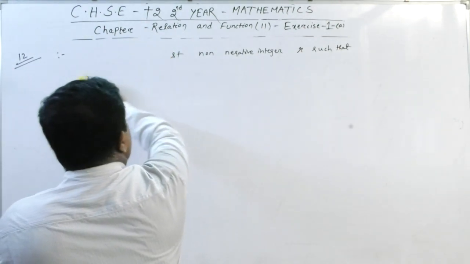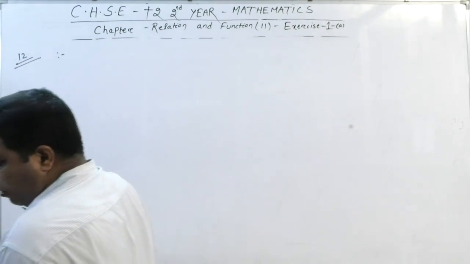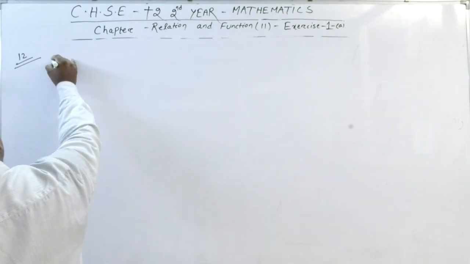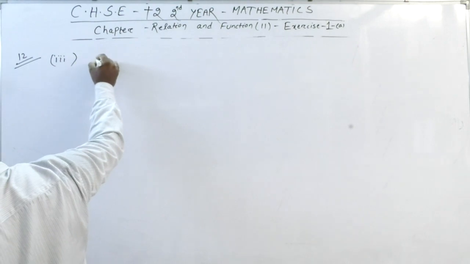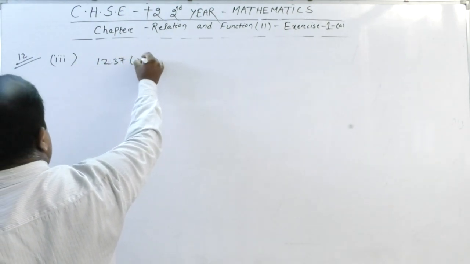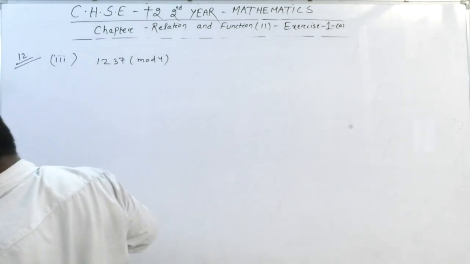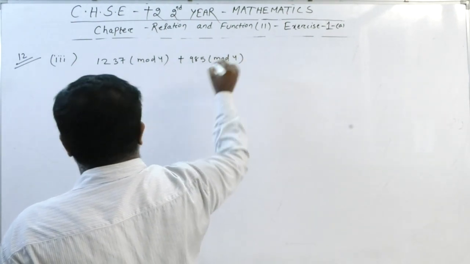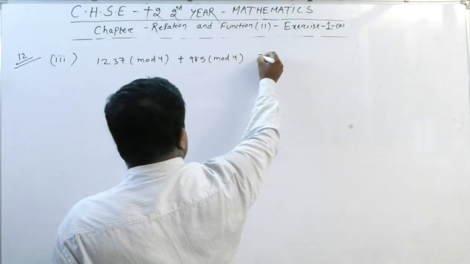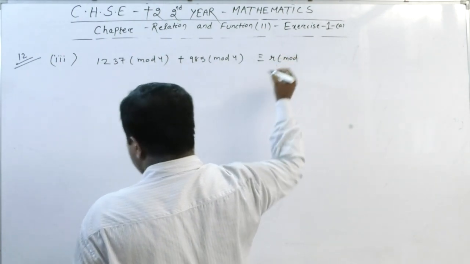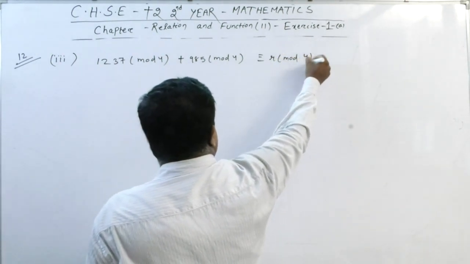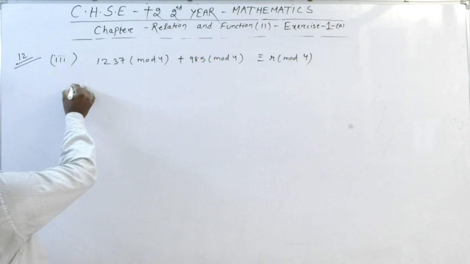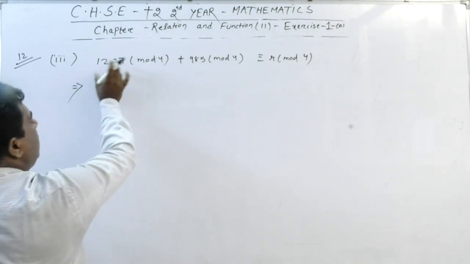You see, it is the question number 3. What is given? 1237 modulo 4 plus 985 modulo 4 is congruent to r modulo 4. Yes or no? So how to get the value of r? Just from it we will get the result. What is the remainder part?